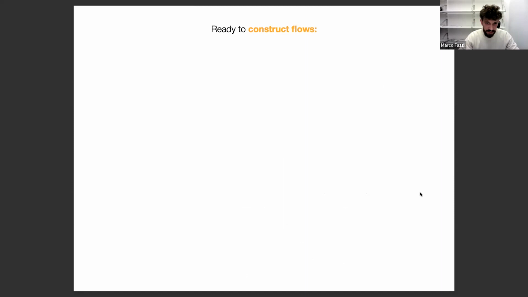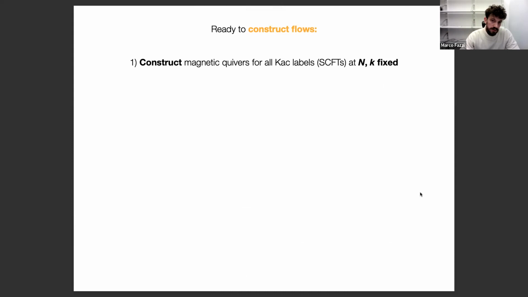So the first thing that we do is construct magnetic quivers for all Katz labels, SCFTs, and again, let me stress, at fixed N and k. So this is not in the direction that Craig was asking about before. For ease of exposition, at least in this part of the talk, we fix k, obviously, but also N. Then we start subtracting the magnetic quivers.